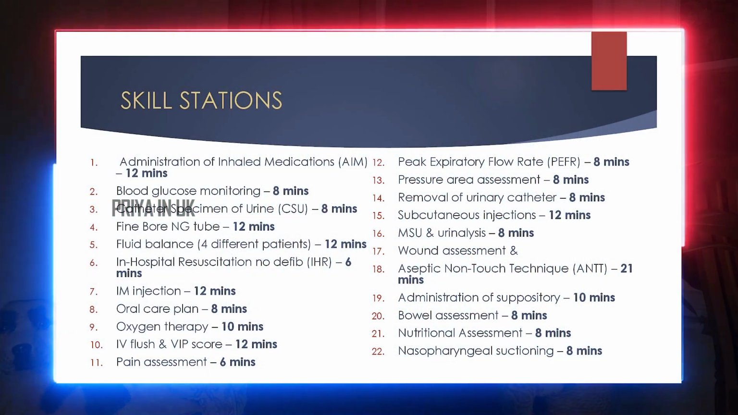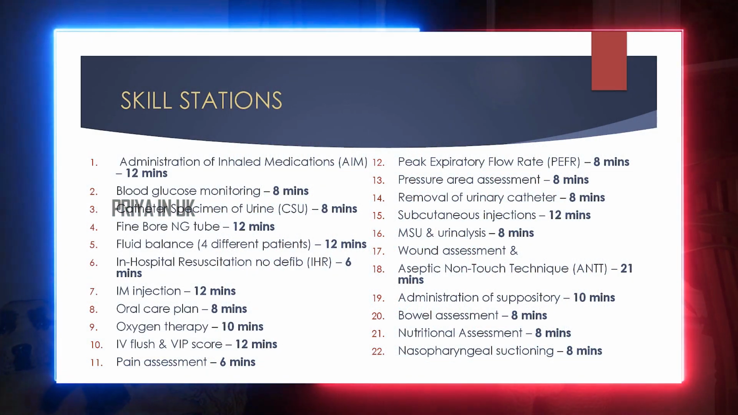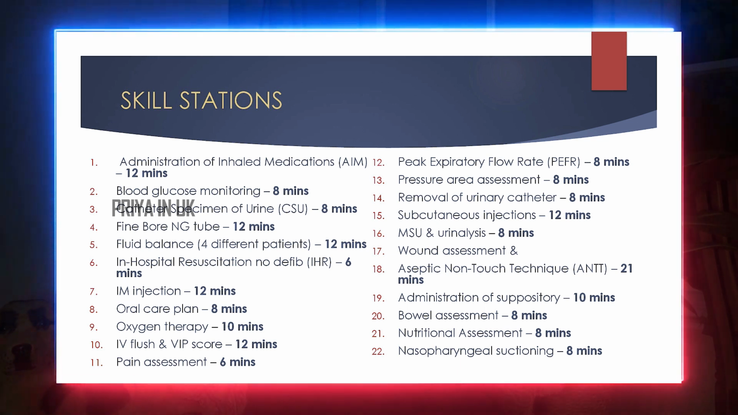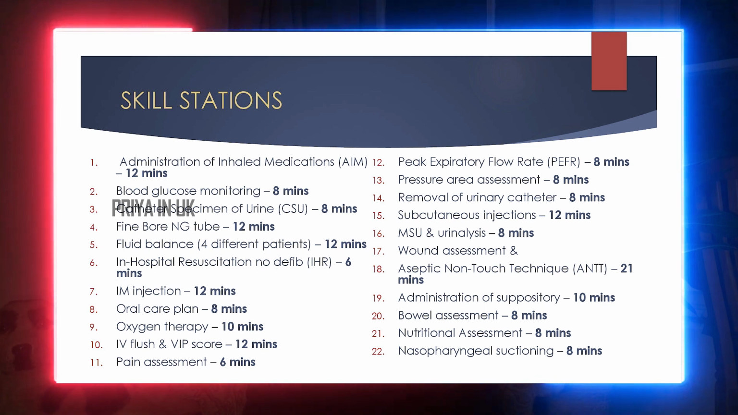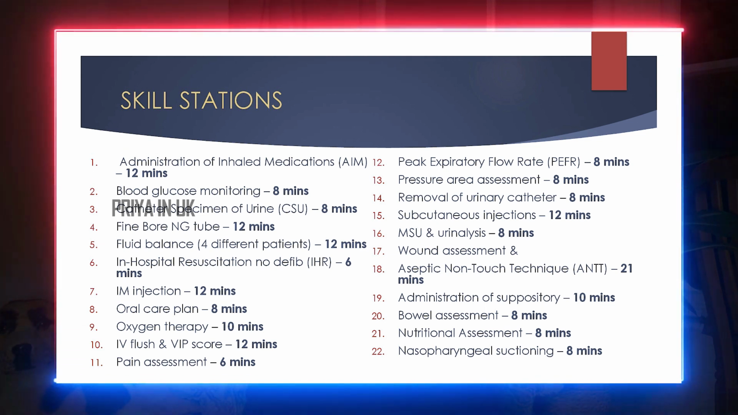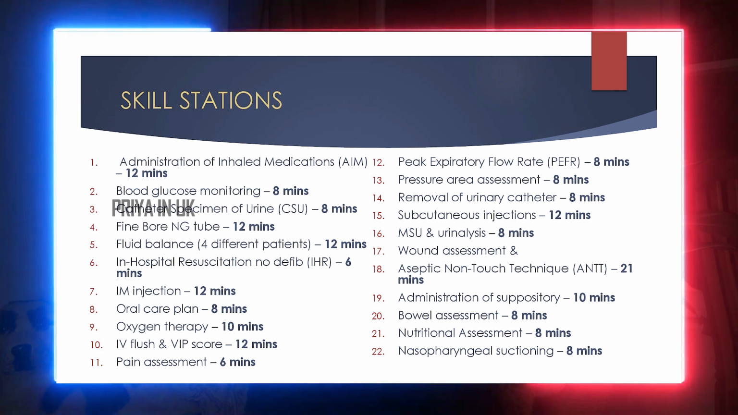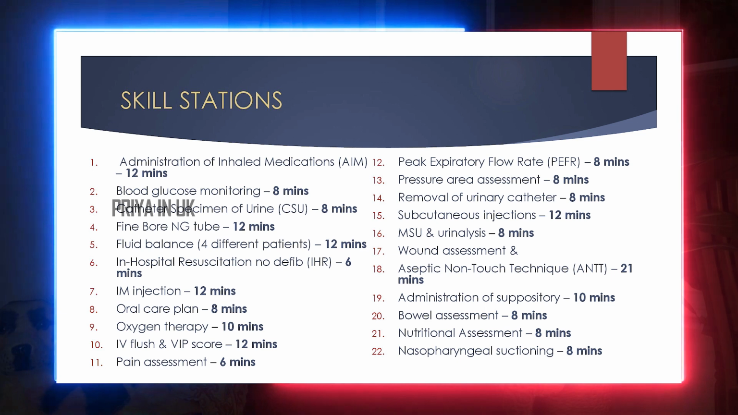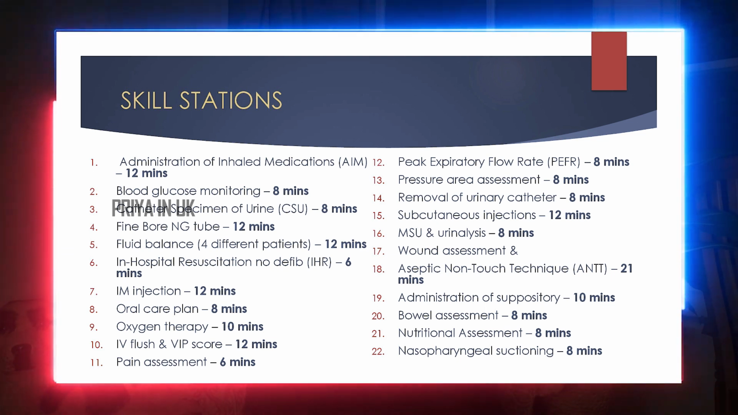So I'm going to tell you what the skills are and how long each takes. The first one is administration of inhaled medication, also called AIM, which takes 12 minutes. Blood glucose monitoring takes 8 minutes. Catheter specimen of urine, which is CSU, takes 8 minutes. Fine bore NG tube is 12 minutes. Fluid balance chart, for 4 different patients, is 12 minutes.